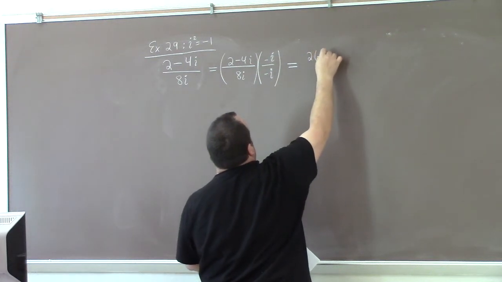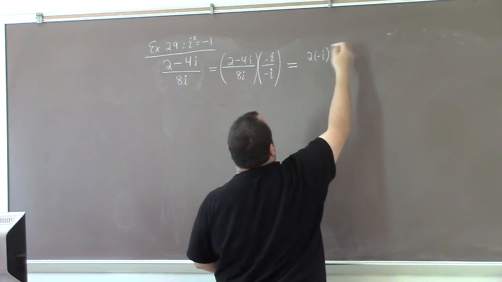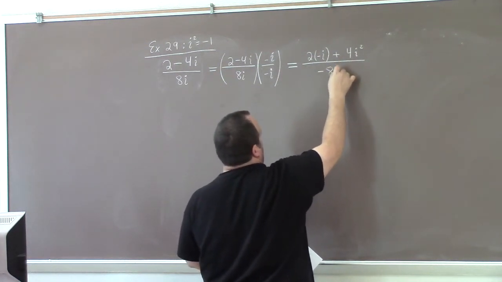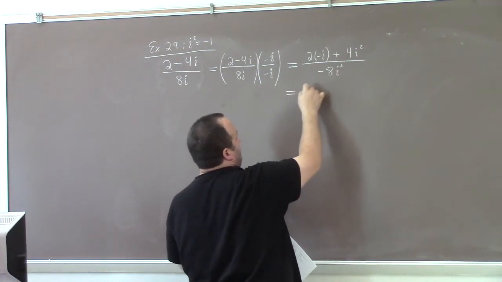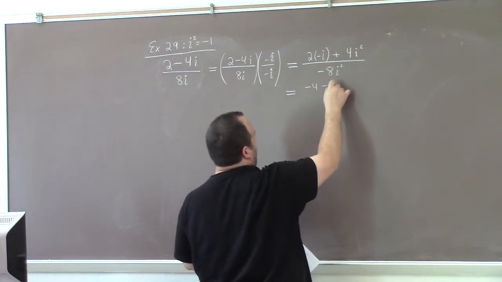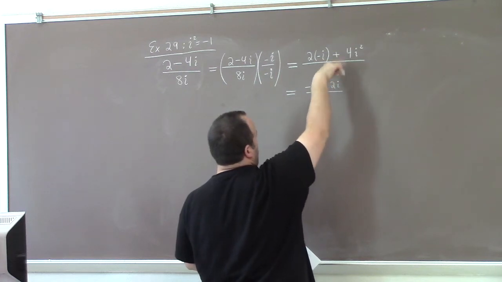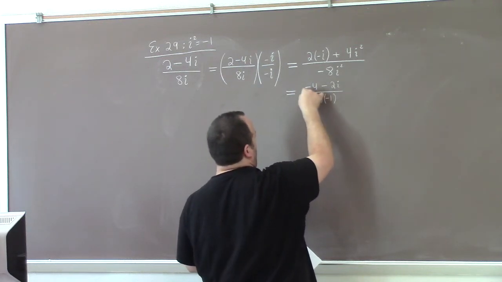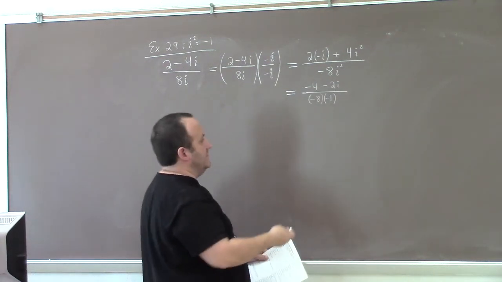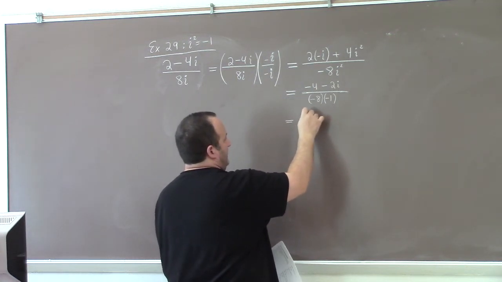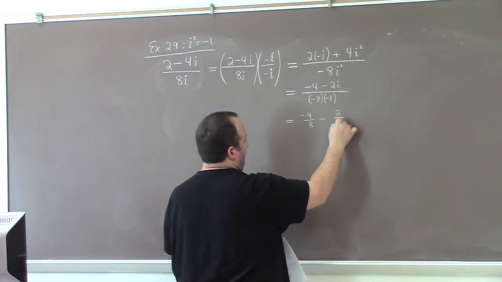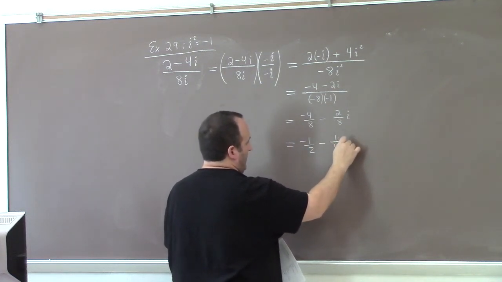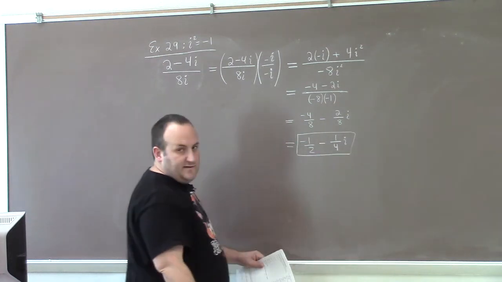So 2 times minus i, plus 4i squared, and down here I've got minus 8i squared, which is, so that's minus 4 minus 2i divided by, what's that? Negative 8 times minus 1, which is just 8 again. So this is really minus 4 over 8 minus 2 over 8 times i, which of course we could simplify further. That's minus 1/2 minus 1/4 i. There, I've written my answer again in the Cartesian form.